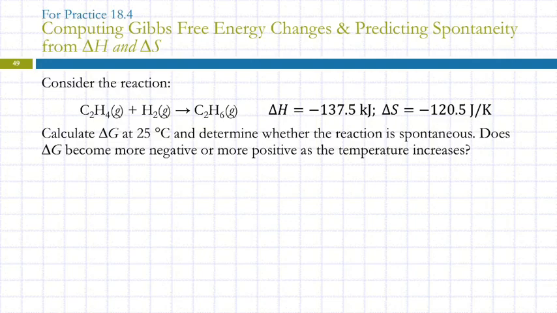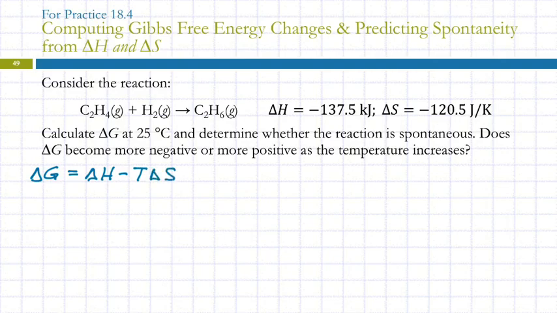Consider the reaction. We're given delta H and delta S. Calculate the Gibbs free energy change at 25 degrees Celsius and determine whether the reaction is spontaneous. Does delta G become more negative or more positive as the temperature increases? Well, let's just answer the first question first. What is the equation for delta G? Delta H minus T delta S.